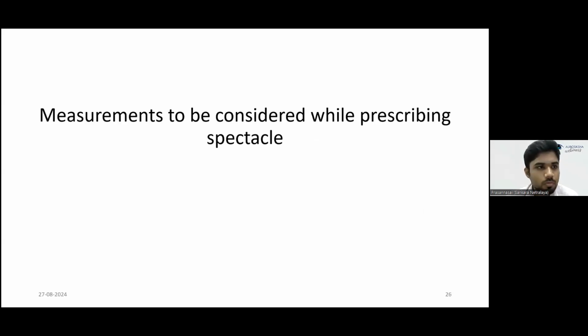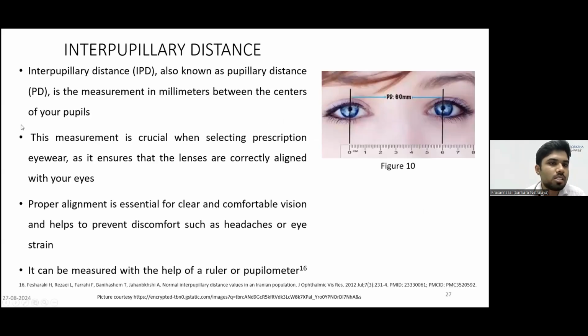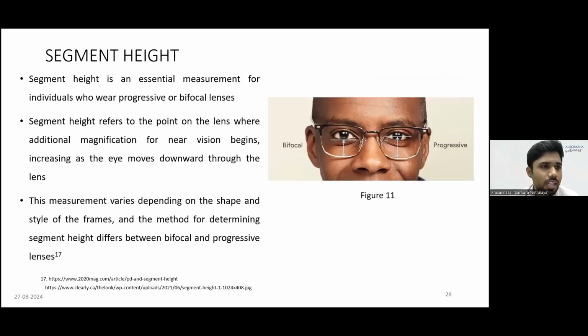So, what are the measurements to be considered while prescribing spectacles? Interpupillary distance. It is a measurement between the centers of the pupils. It is necessary to check the alignment with your eyes while prescribing glasses. It can be measured with the help of a ruler or pupillometer. Segment height is also essential. It is necessary for patients who are wearing bifocals and progressive lenses. For bifocals, it can be measured from the lower eyelid crease, and for progressives, it should be measured from the center of the pupil. So why is it necessary? Because segment height refers to the point where the additional magnification for near vision begins.